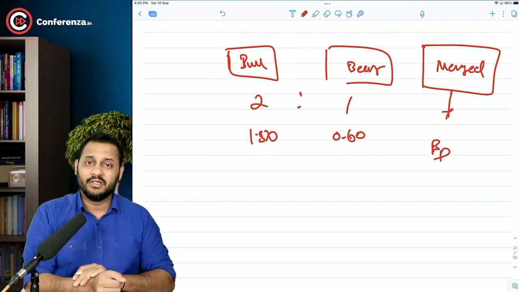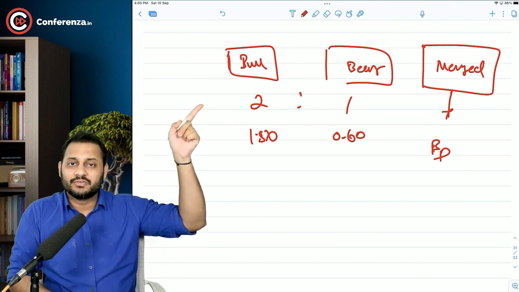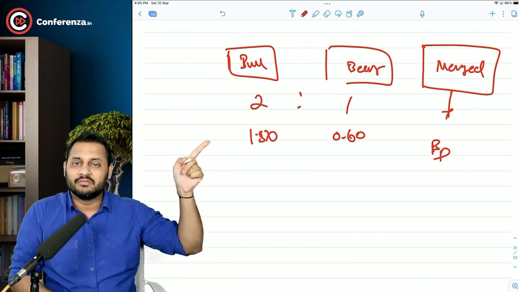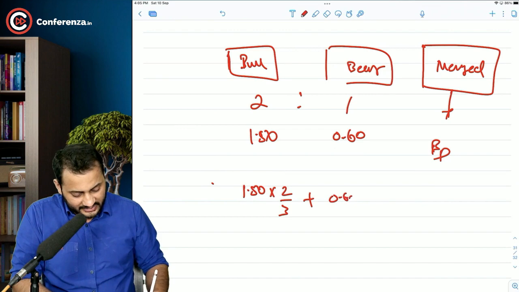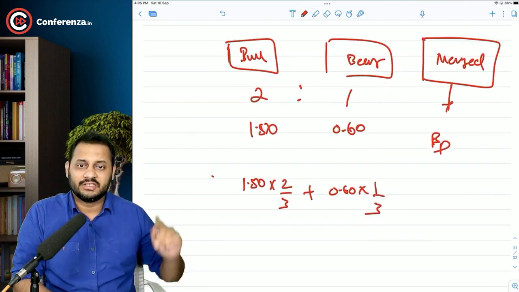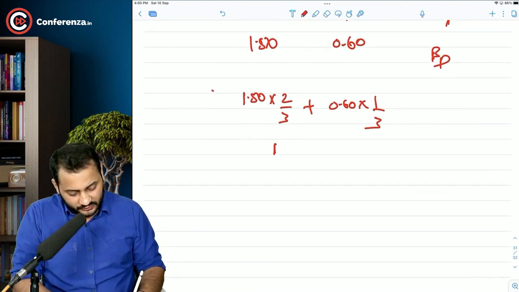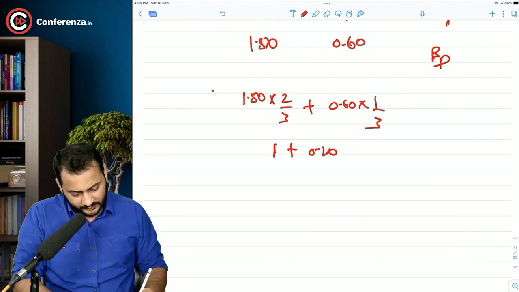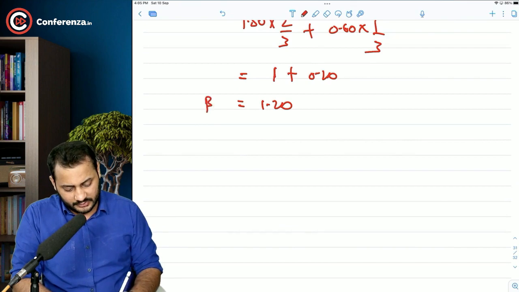Yes, sir. It will be called a portfolio beta, where these ratios will act as weights and these are the betas. So portfolio beta will be 1.5 into 2 by 3 plus 0.6 into 1 by 3. Am I right? The weights are 66.67% and 33.33%. So this will be 1 plus 0.20, and that will be 1.20. So this is the portfolio beta.